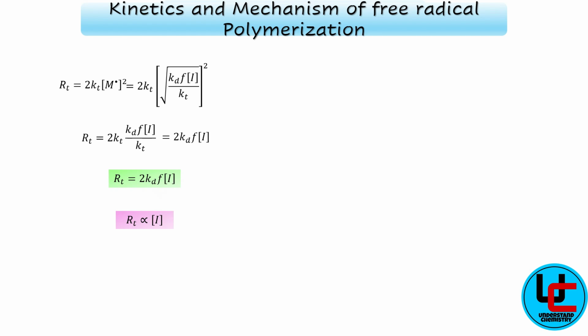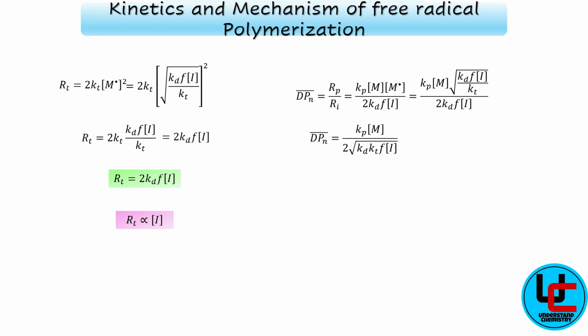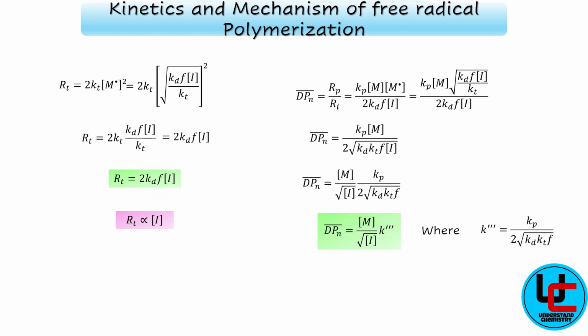Similarly, let us find an expression for the degree of polymerization without the M radical term. By placing the value of M radical in the expression of degree of polymerization, and after replacing the constant term with another constant K triple prime, we get degree of polymerization is equal to K triple prime into M divided by square root of the initiator concentration.